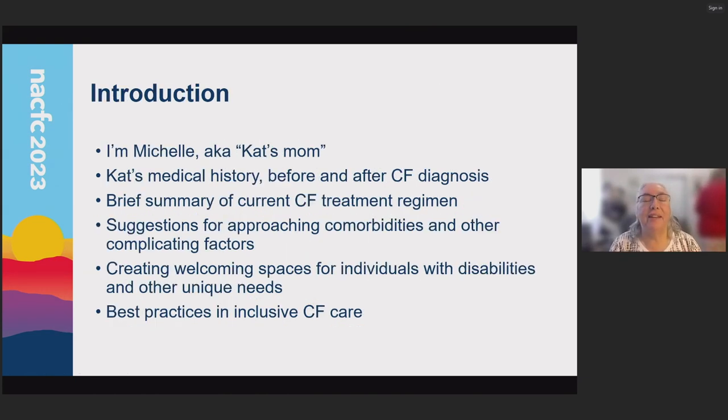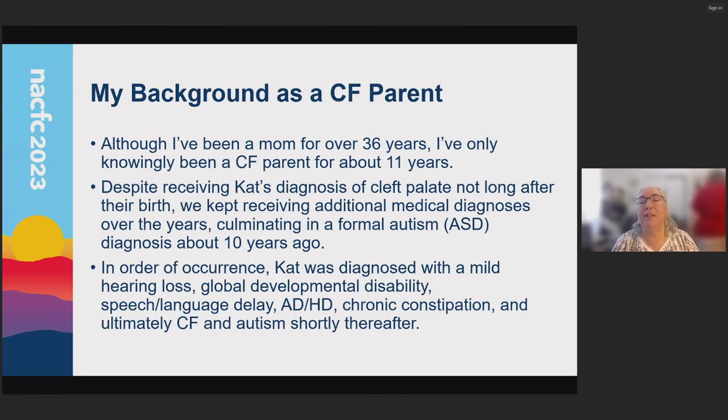So, as I said, I'm Michelle Gutierrez, also known as Kat's mom. I'd like to discuss a little bit about Kat's medical history before and after the CF diagnosis. I'll also give a brief summary of the current CF treatment regimen, and we'd like to give suggestions for approaching comorbidities and other complicating factors, some of which have been discussed already. And we would like to give suggestions for creating welcoming spaces for individuals with disabilities and other unique needs. And finally, we'd like to talk about best practices in inclusive CF care.